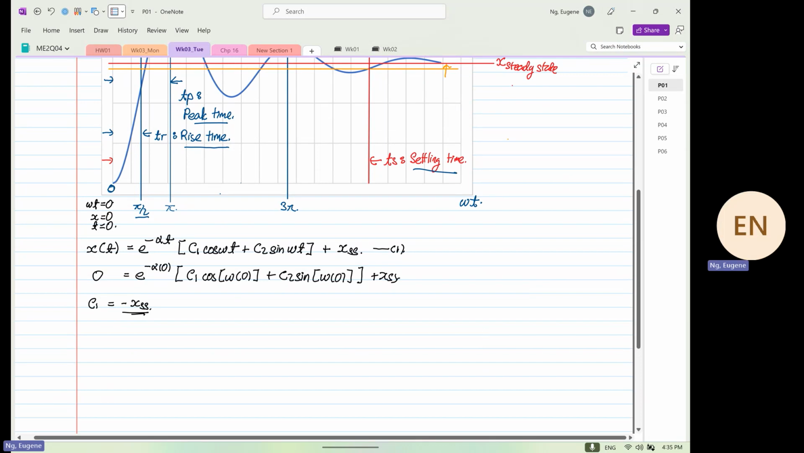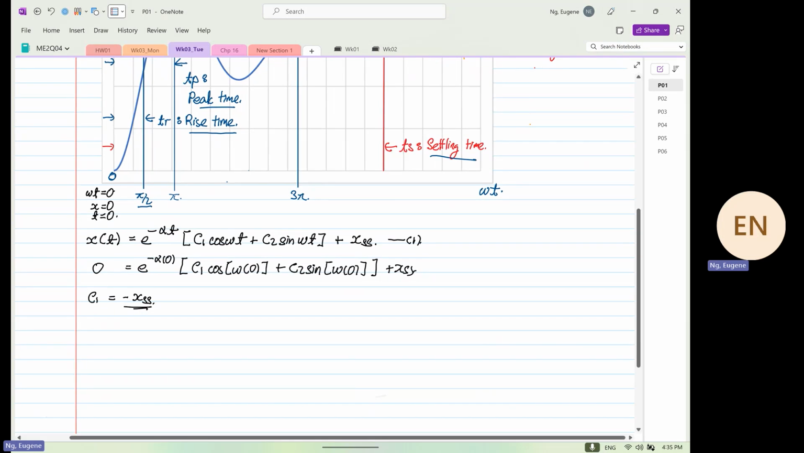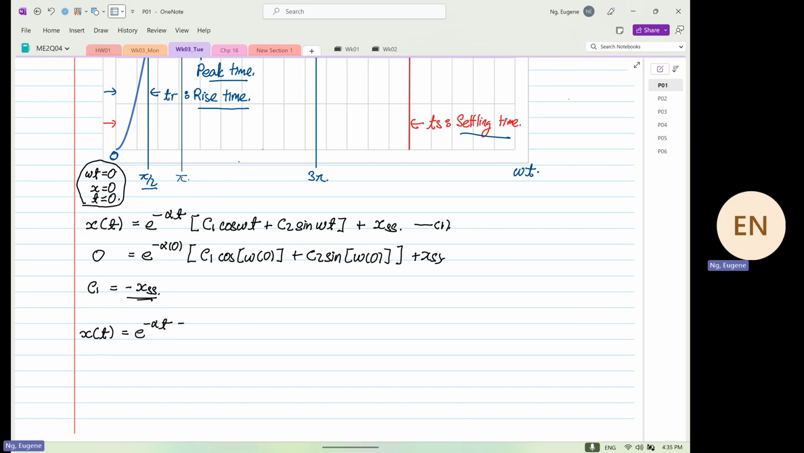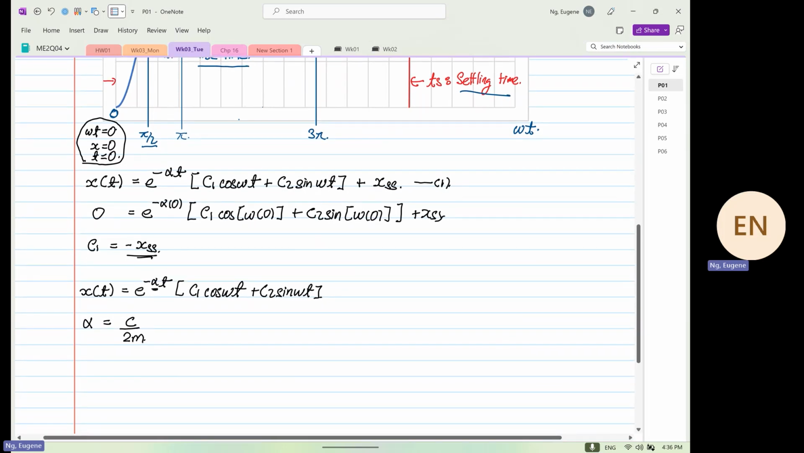So we found that our constant C1 is equal to X0, based on the boundary conditions that we have put in. But coming back to our expression, where we have x as a function of time equal to e to the minus alpha t, times C1 cos omega t plus C2 sin omega t, now we are going to manipulate what alpha is. We know that alpha is equal to c over 2m. I did this on Friday, but I'm going to do it again.